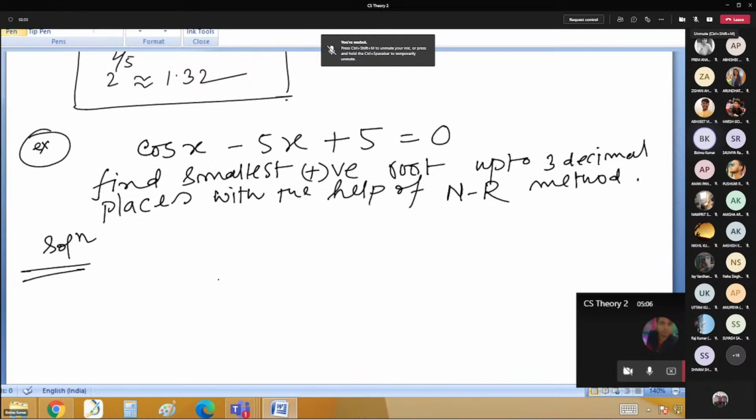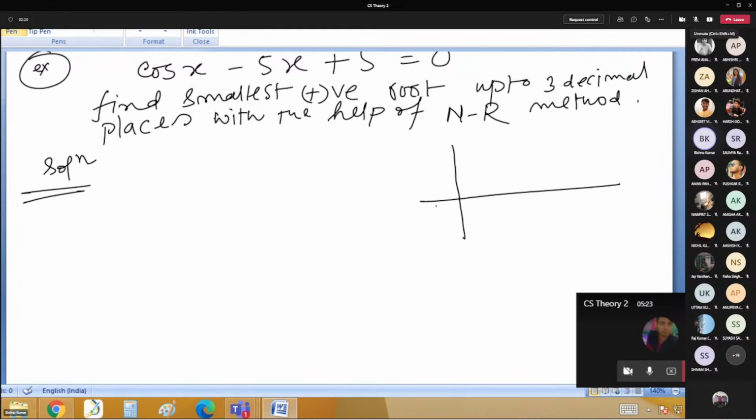Suppose for any equation you have more than one solution, then in which neighborhood do you start? Suppose one question I am writing here. An equation will have a structure that looks like this. Where it cuts the x-axis, this is a solution, this is also a solution, this is also a solution. So if you take the initial condition x0 nearby this point, it will converge to this solution.